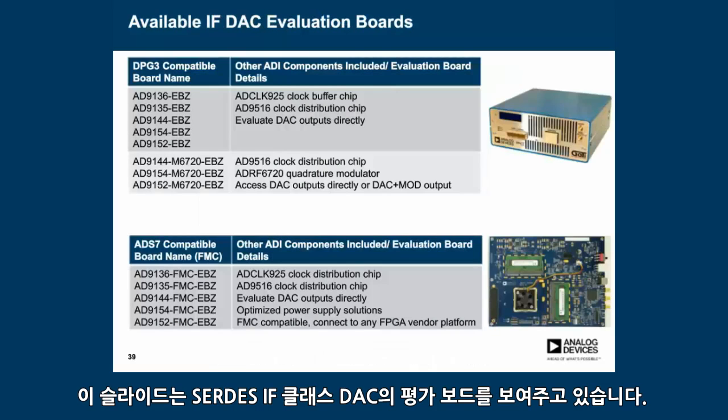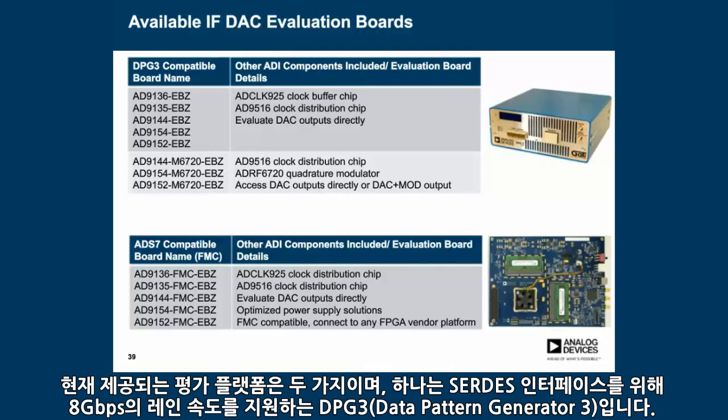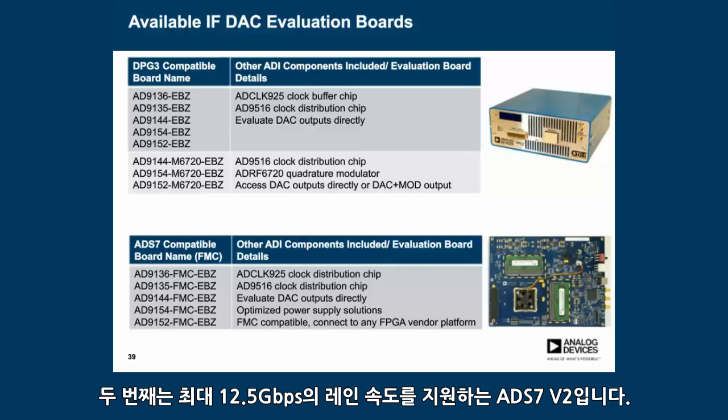This slide shows the current evaluation boards for the SerDes IF class DAC. There are 2 evaluation platforms available. One is our DPG3, or data pattern generator, that supports up to 8 gigabit per second lane rates for the SerDes interface. The second is the ADS7V2, which supports up to 12.5 gigabit per second lane rates.